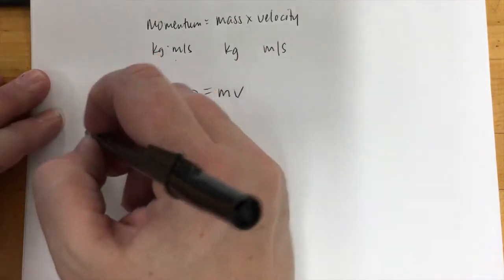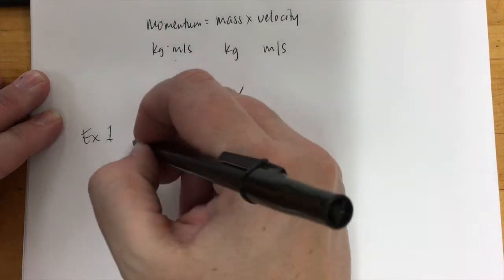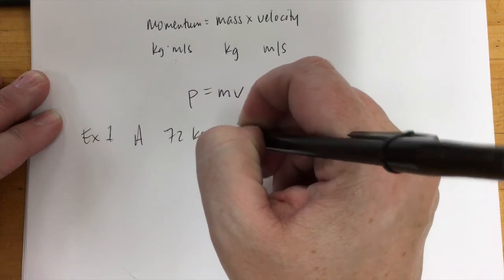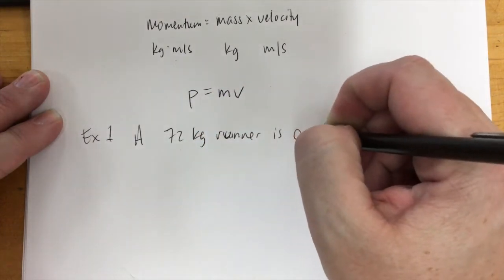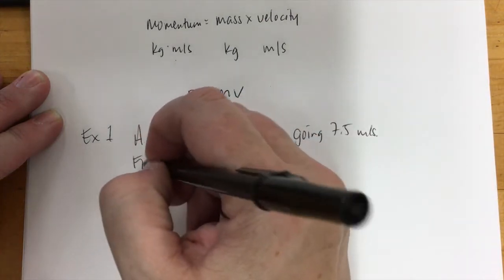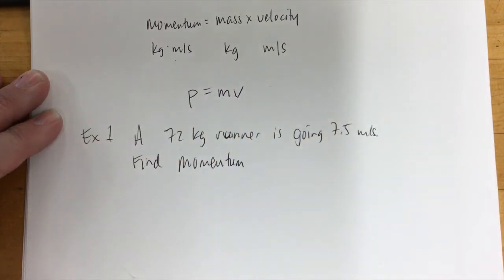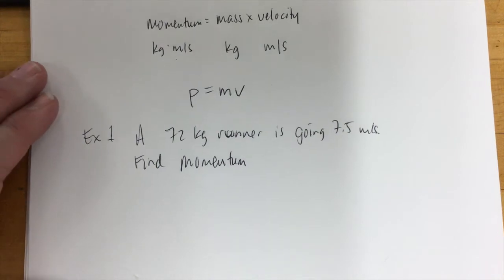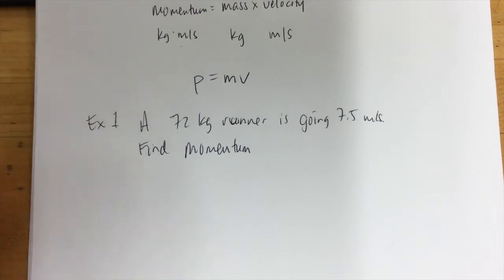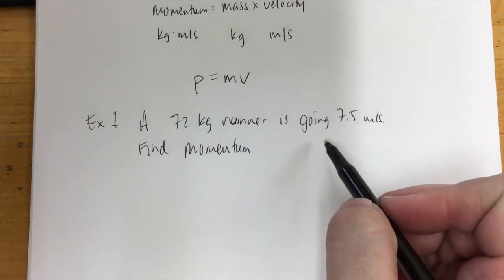An example that we have for that would be this. Example 1. A 72 kilogram runner is going 7.5 meters per second. Find momentum. And yep, you can look at that and say, well, I'm just multiplying the two. But one of the things that happens with the 5 steps here is it's showing the physics behind it. It's showing that you know that this isn't mass and acceleration. You know that you're solving for momentum, not force, and those types of relationships.